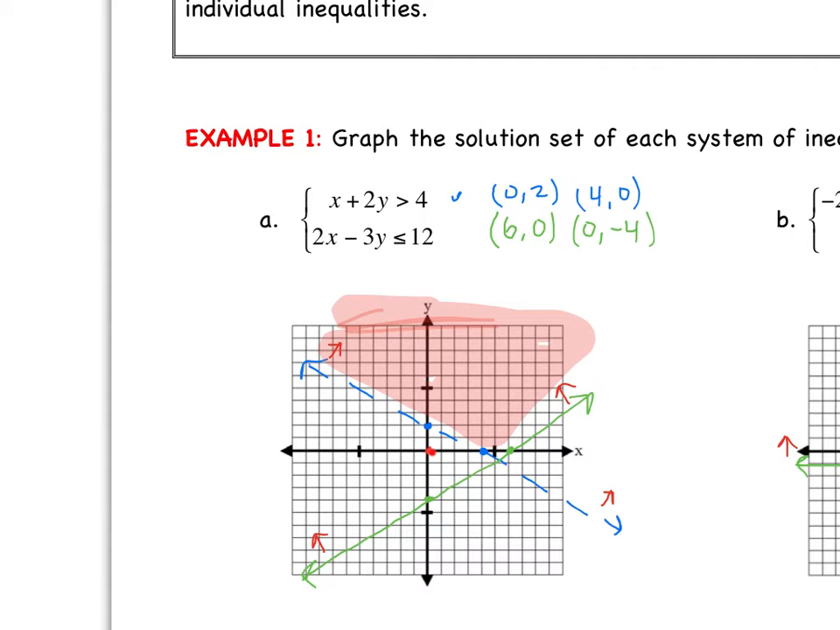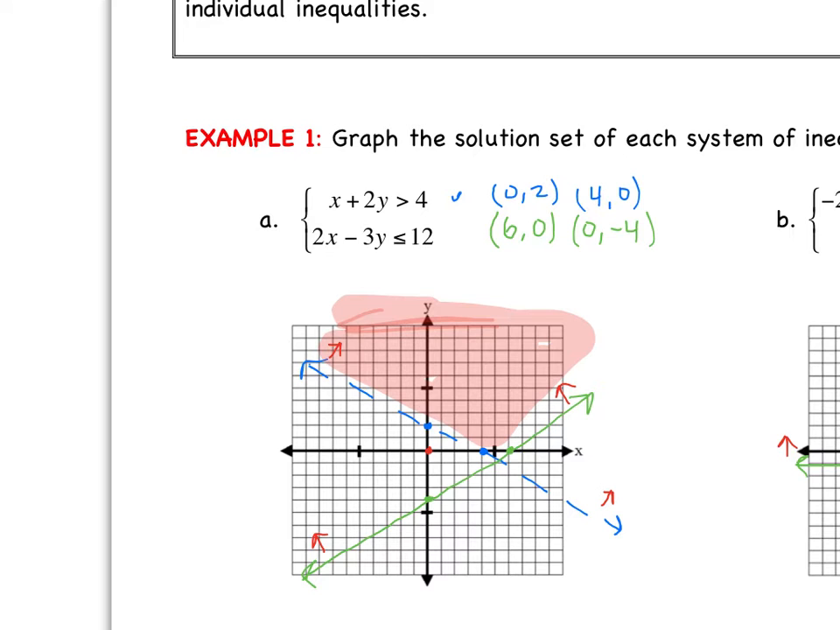So now I look at where is the overlap? Where are the arrows all pointing to? So we should see that the overlap, both arrows for both lines, are pointing to this region here. That's what they have in common. So we go ahead and we shade in this region, and any point within this region is a solution to this system of inequalities.